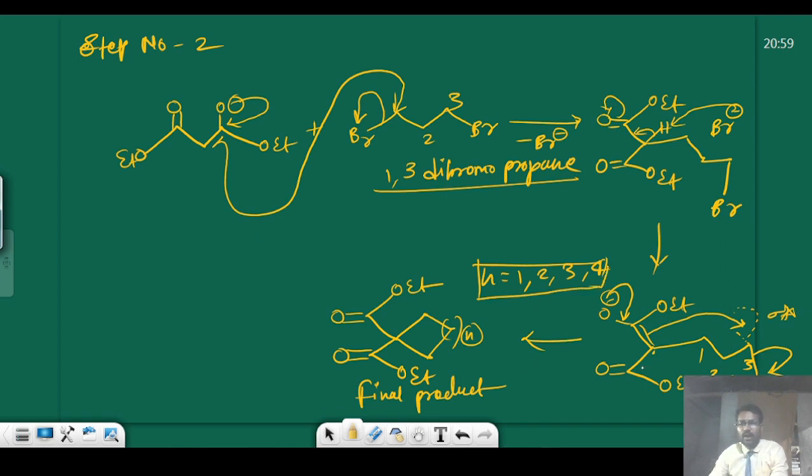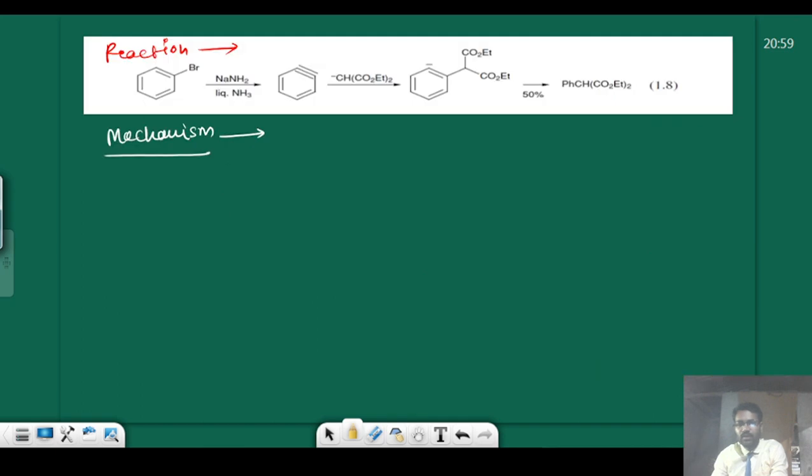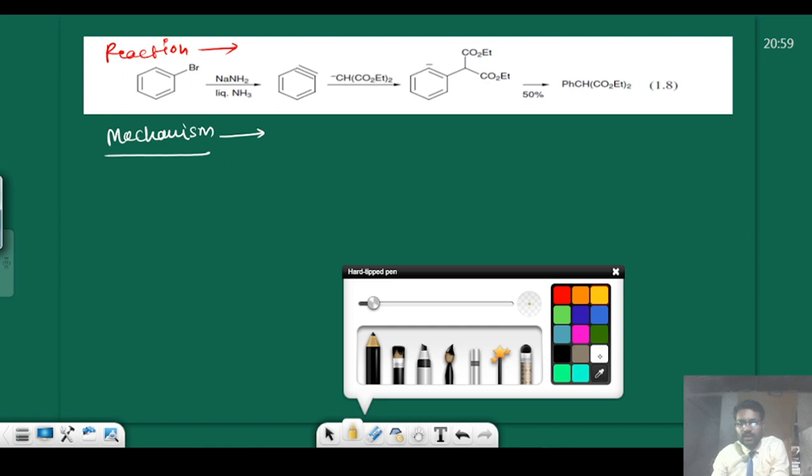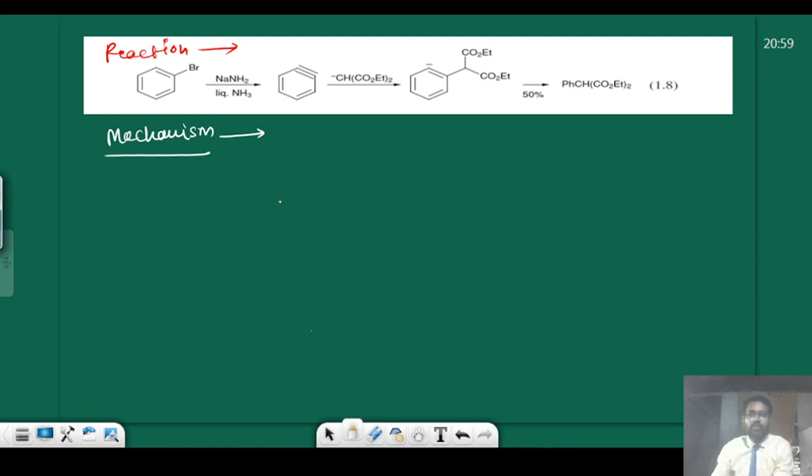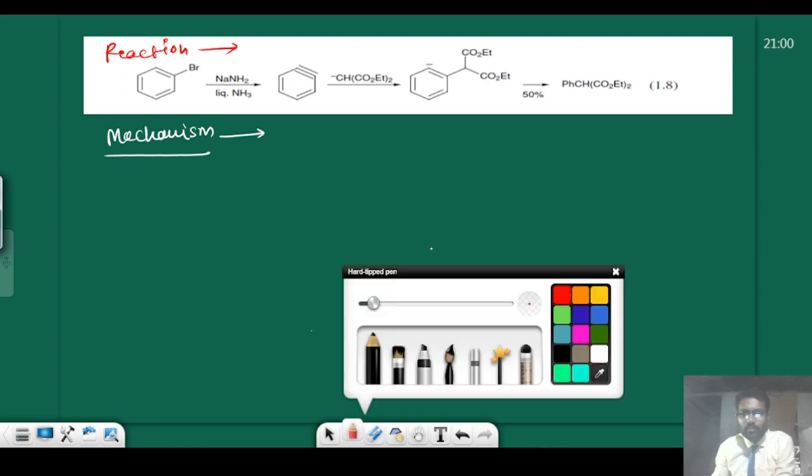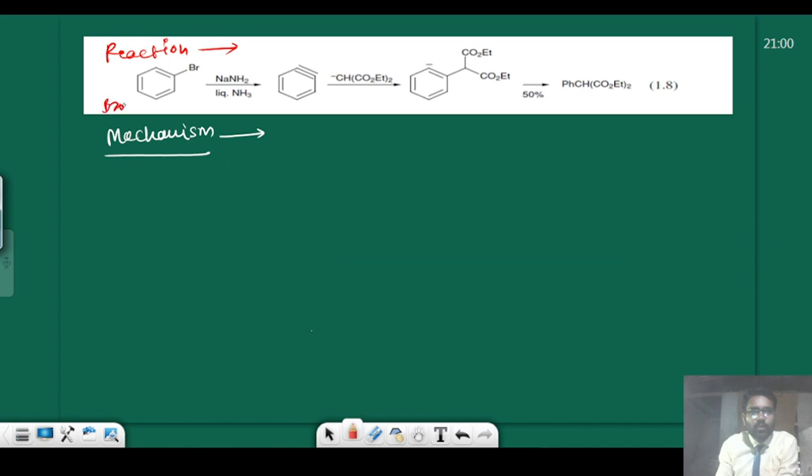Okay, now let us discuss the next example of the Carruthers reference. So this is our next example. Now what is the substrate? Substrate is bromobenzene in the presence of sodamide, Na plus NH2 minus. This is called sodium amide or sodamide, in the presence of liquid ammonia.